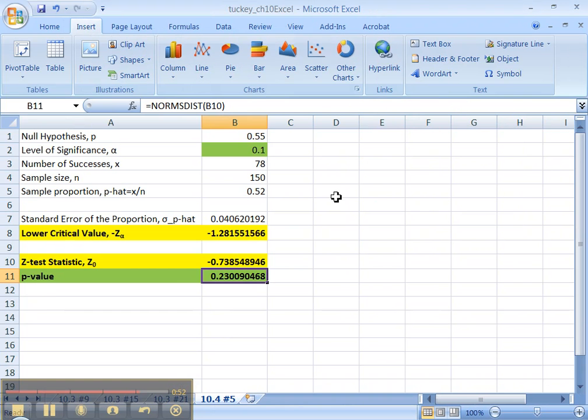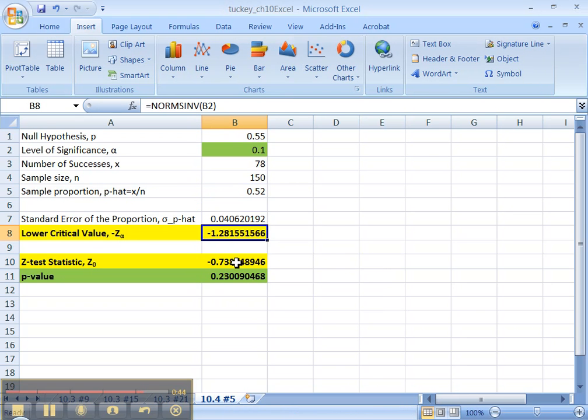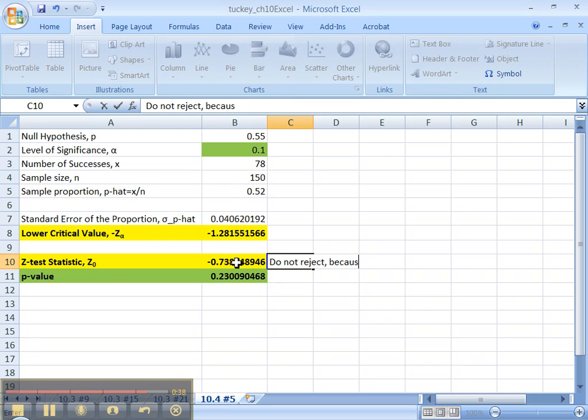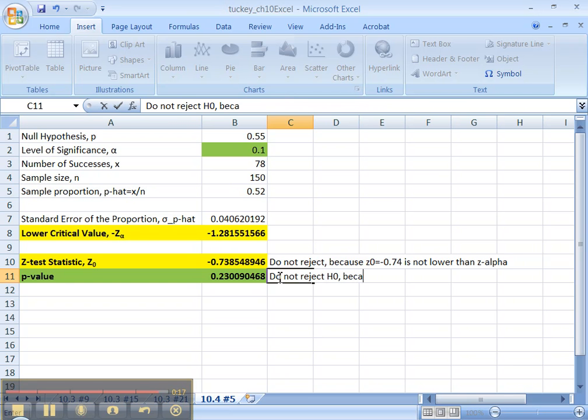We're golden. All right, so are we going to reject? Look at these two. If this one right here is lower than this one, we reject, which it is not, so we do not reject, because z0 equals negative 0.74 is not lower than the z alpha. Or you can see it because the p-value is not lower than alpha. We do not reject H naught, always H naught, because p is not lower than alpha.